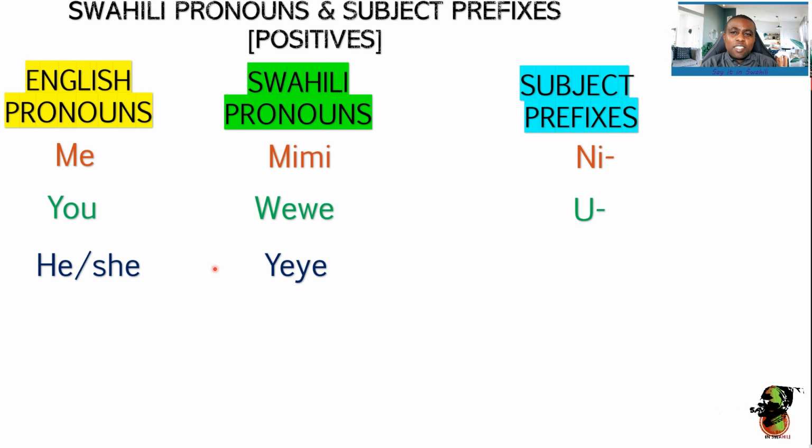Yeye. Sante sana. But when you're constructing a sentence and you're saying he or she is going, we're going to use our prefix a. Can you pronounce that? A. Your turn. A, for example, anaenda, he or she is going. We'll be doing these examples together, so don't worry about it.